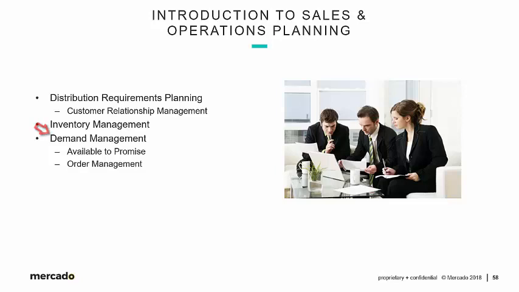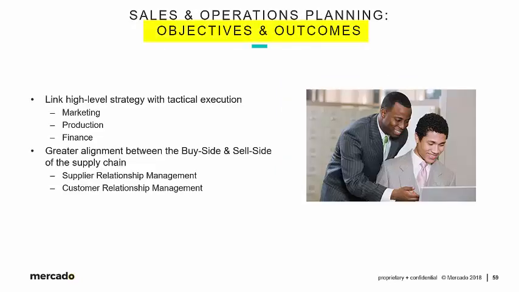Not only forecasting, but available to promise and the actual customer orders that are going to do what? Consume our forecast. Whether we manufacture ourselves or outsource manufacturing, S&OP has to take place. It's just a matter of who conducts these activities and how do we manage them. Why do we even engage in S&OP? What are the objectives and outcomes?